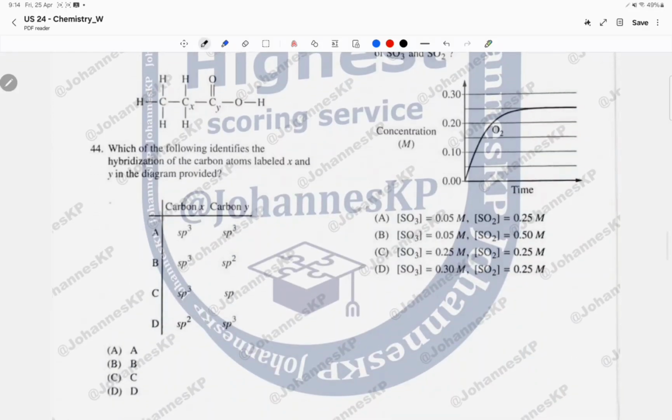44. So this one has 4 things on it, sp3. This one has 3 things on it, so sp2. sp3, then sp2. So it's choice B.